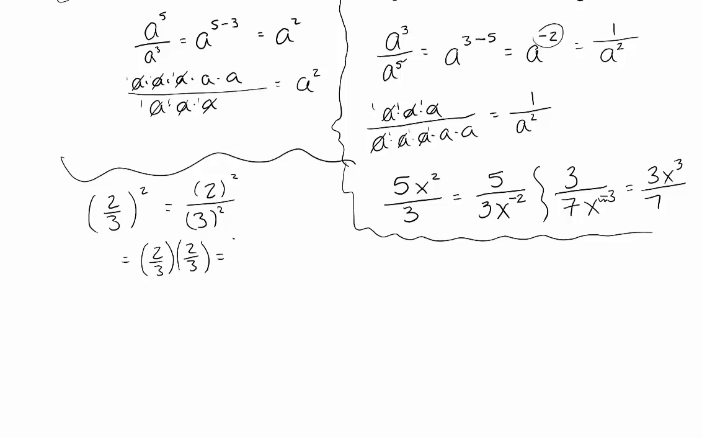And we could say, well, 2 times 2 is 4, and 3 times 3 is 9, so we get 4 ninths. But if we look at the breakdown of what we just did above, we could say, well, 2 squared is 4, and 3 squared is 9, so we get the same answer. And this rule actually becomes very important as you start dealing with variables in later classes and later equations, and it's very helpful to use.